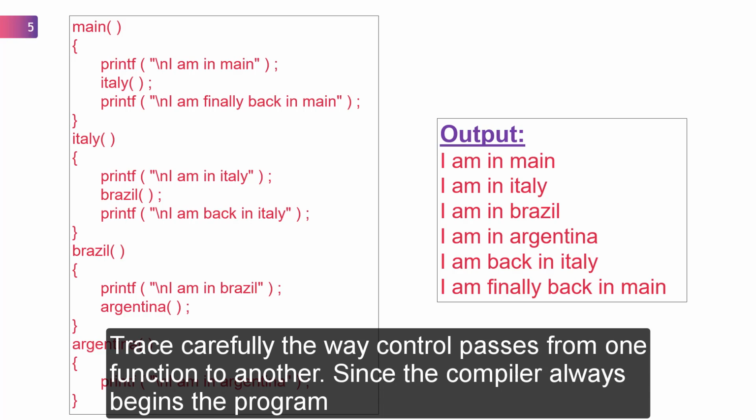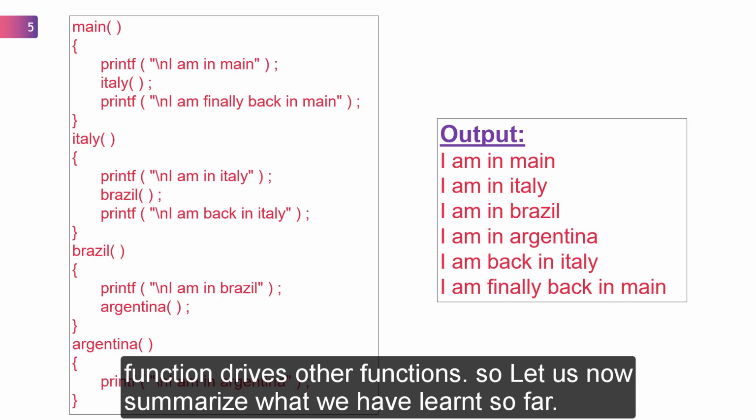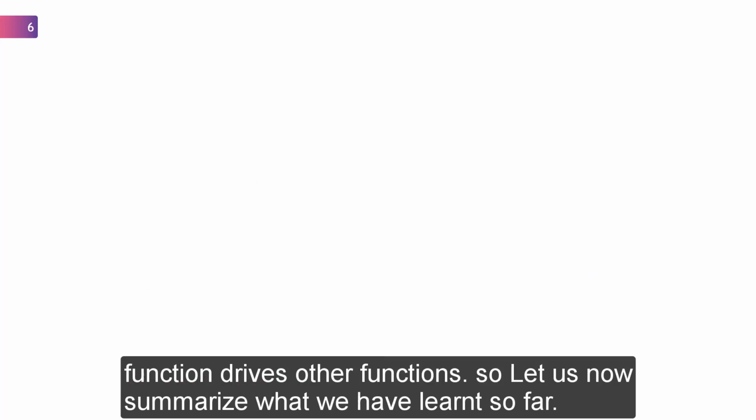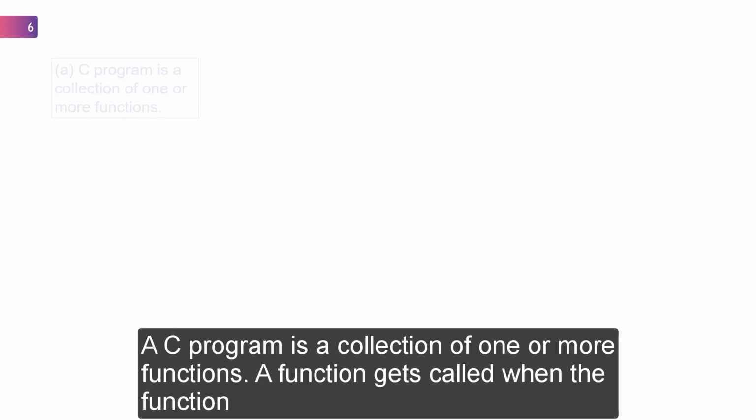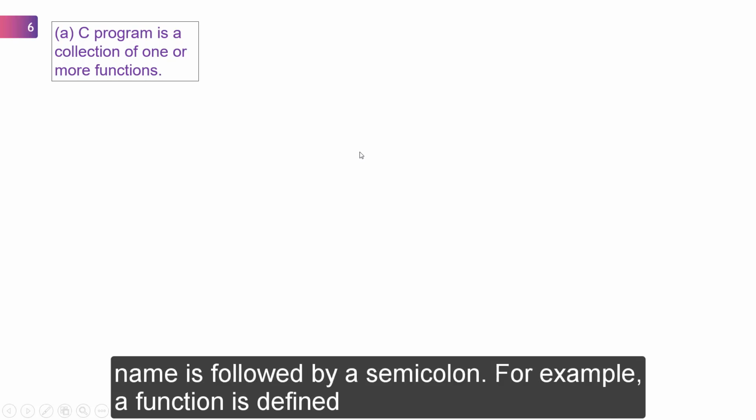Since the compiler always begins the program execution with main, every function in a program must be called directly or indirectly by main. In other words, the main function drives the other functions. Let us now summarize what we have learned so far. A C program is a collection of one or more functions. A function gets called when the function name is followed by a semicolon.